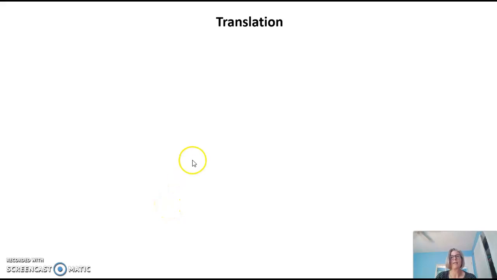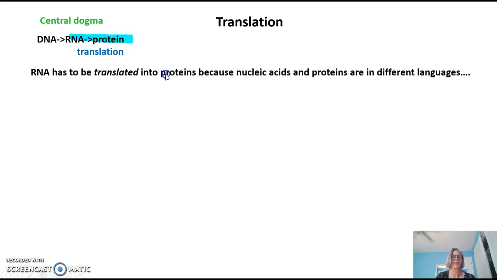Hi everyone, tonight's video is on the process of translation. You can see in front of you the central dogma, and that states that the code in DNA codes for an RNA molecule, and the code in RNA codes for a protein molecule. We are going to be covering this last transition in the central dogma, and that is called translation.